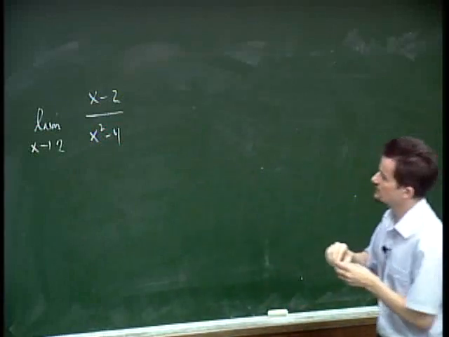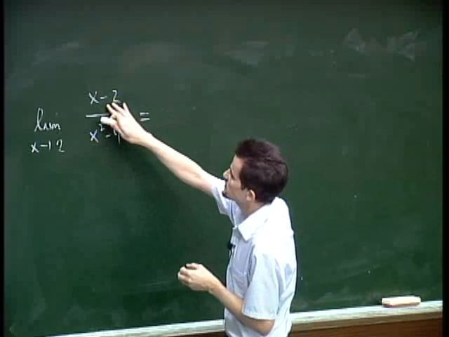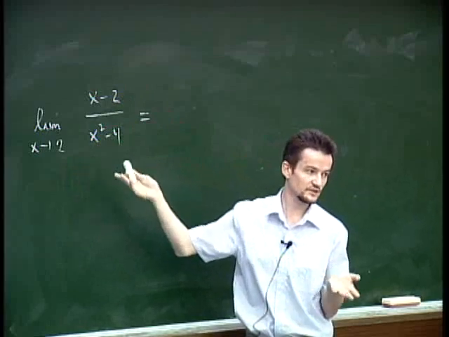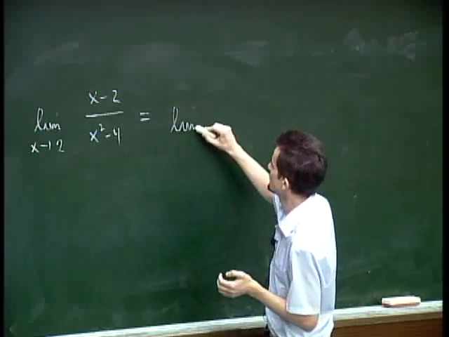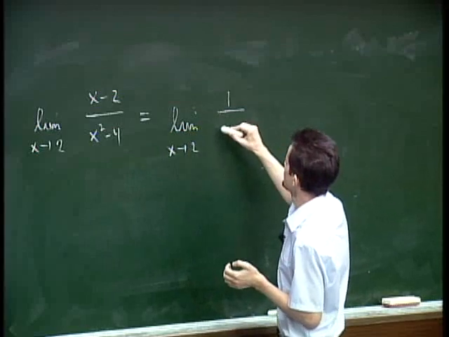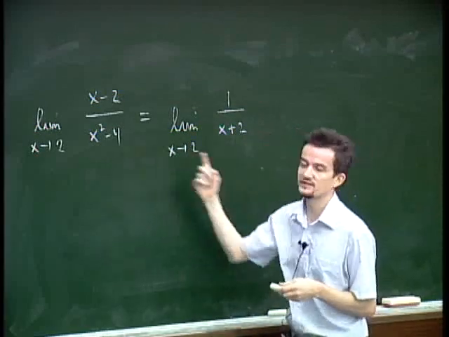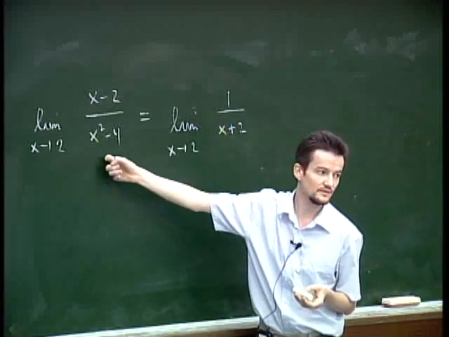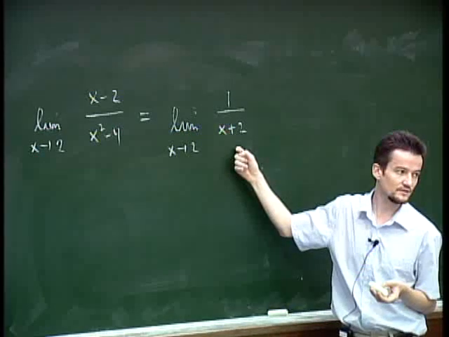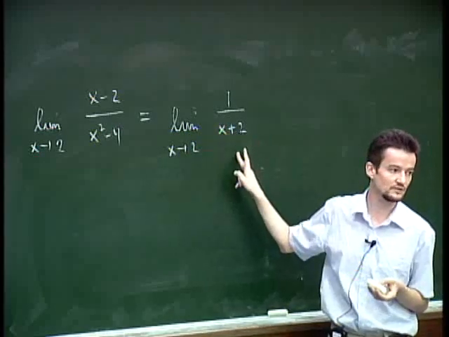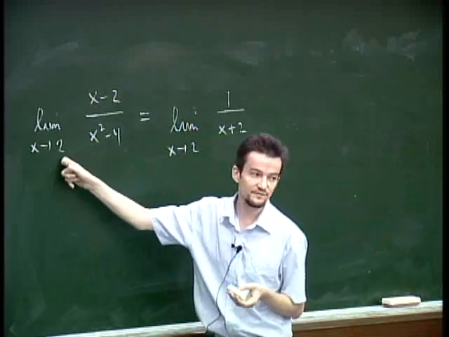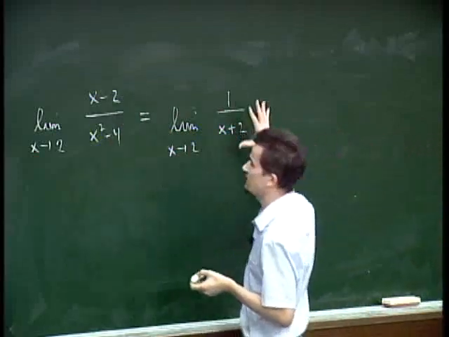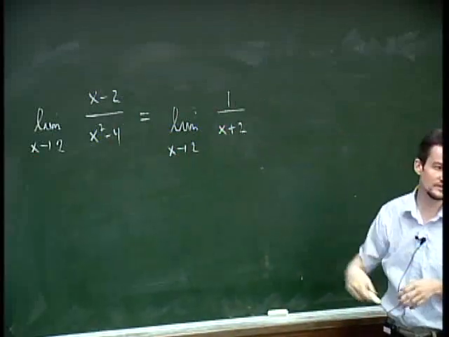Okay? But we know that this function here is equal to 1 over x plus 2, if x is not equal to 2. Those two functions are not always equal, because for x equal to 2, this function is not defined, but this function is defined. So those two functions, strictly speaking, are not equal. But because in the limit definition x has to be away from 2, we can replace this function here by this function. And now this function we can easily evaluate.